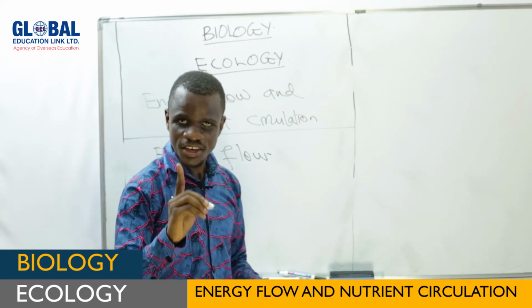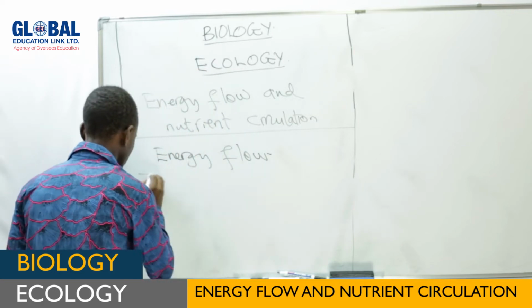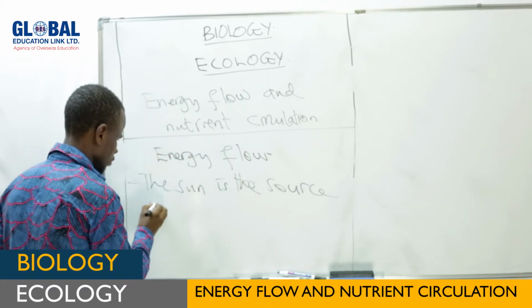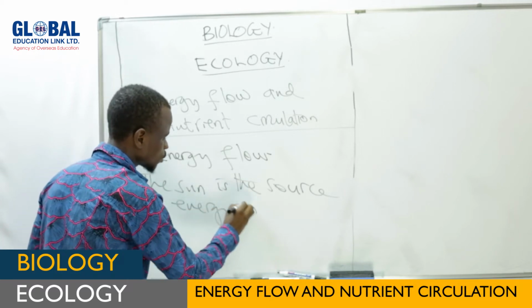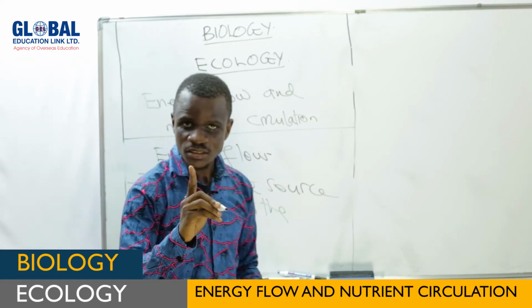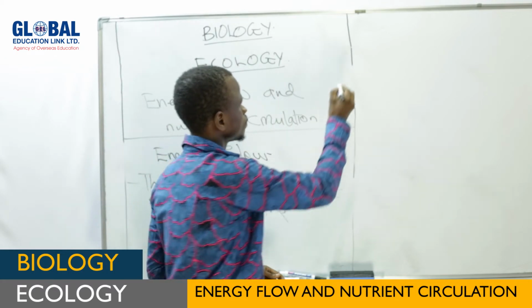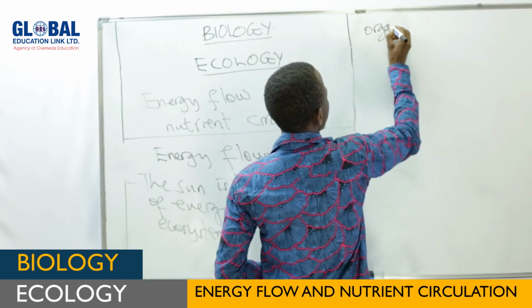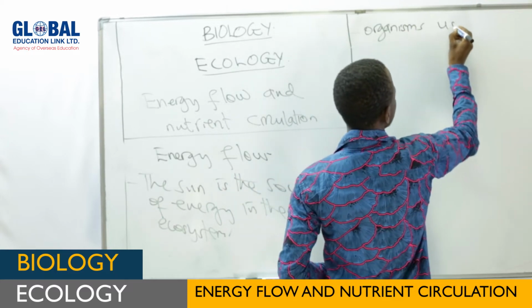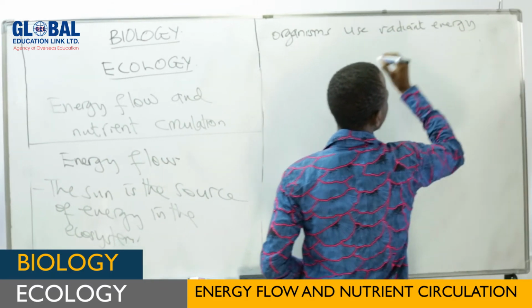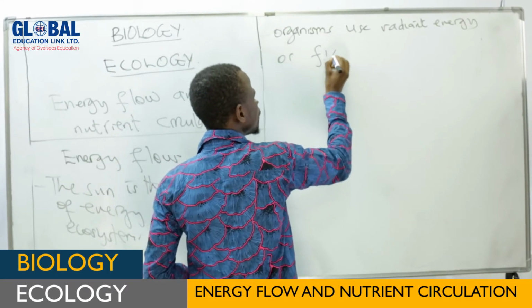My students, energy flow. The source of energy in the ecosystem is the sun. Therefore, the sun is the source of energy. In the ecosystem, a plant traps sunlight. Therefore, organisms in the ecosystem may use radiant energy or fixed energy.